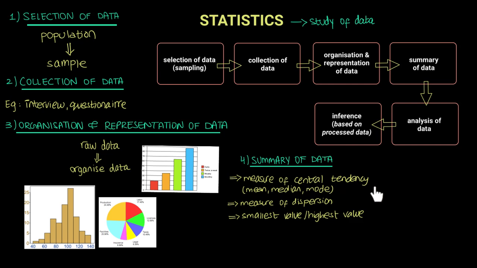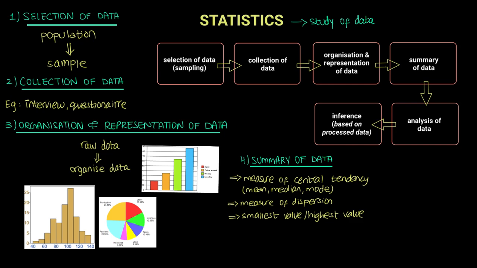For example, central tendency is calculating the mean, median, and mode of a data. These are all measures of central tendency. The meaning of each of these terms, as well as how to find out these values, will be discussed in the further videos. Measure of dispersion will also be discussed, and how to find out the smallest and highest value. Well, the meaning is obvious. You're just looking at the highest value of your data and the smallest value, just so that you get an idea of the range of values of your data. This is basically the summary of data.